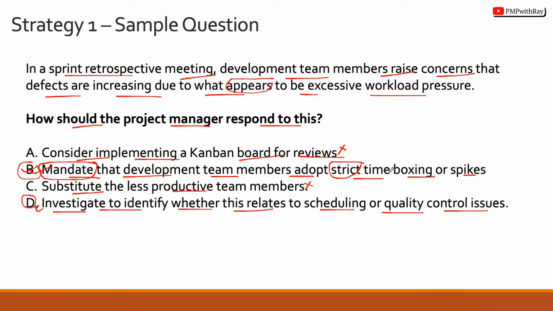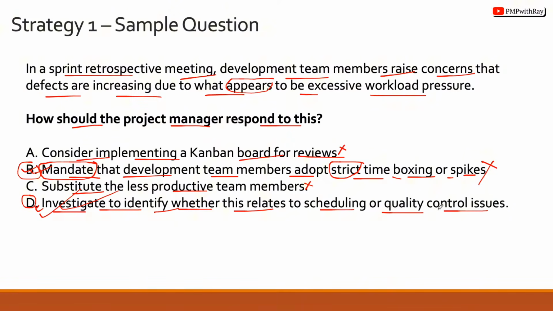That is why answer option B is incorrect, because it is trying to polarize the use of time boxing or spikes, saying that it's a mandate and you can't even do anything else and you have to do time boxing or spikes, and it's also talking about having strict time boxing or spikes. Okay, so you are not running a school, right? What do you mean by strict time boxing or spikes? So that is why answer option B is incorrect, and the correct answer to this question is answer option D, which is to investigate and identify whether this relates to scheduling or quality control issues.